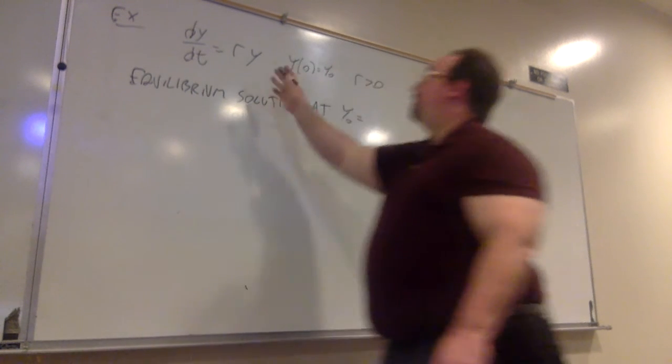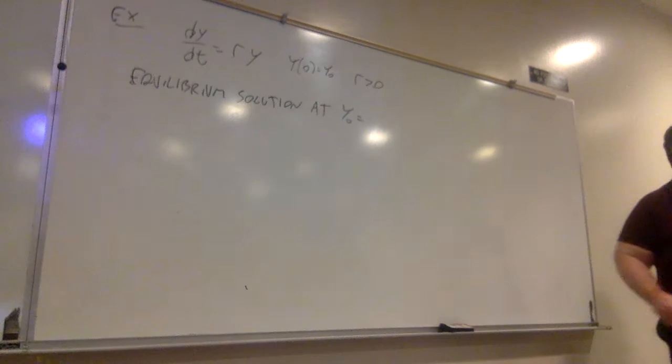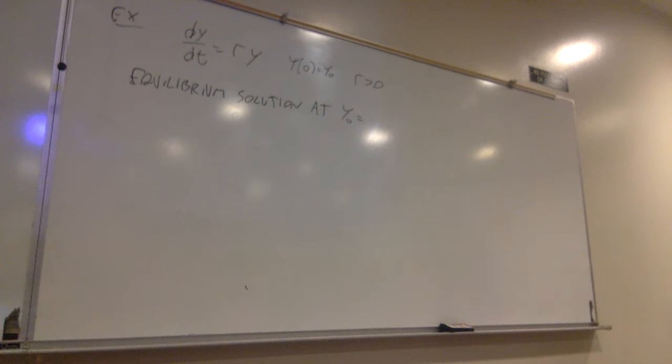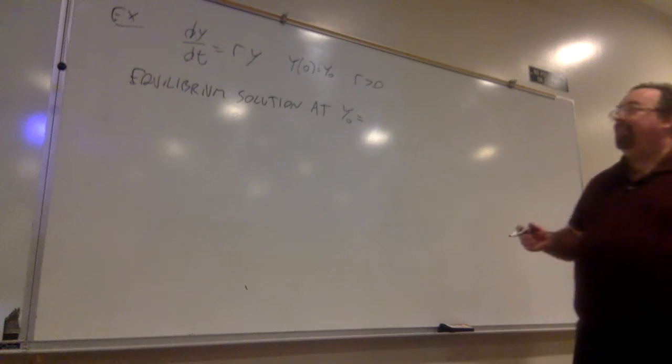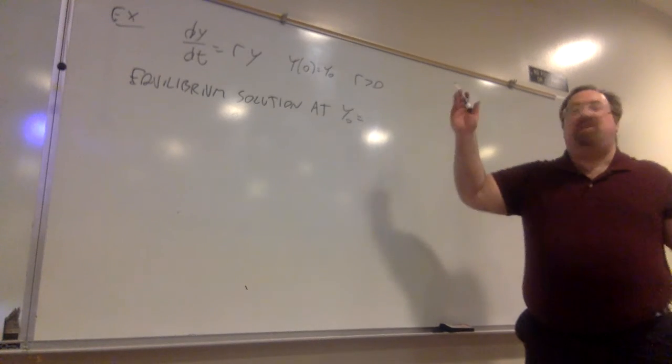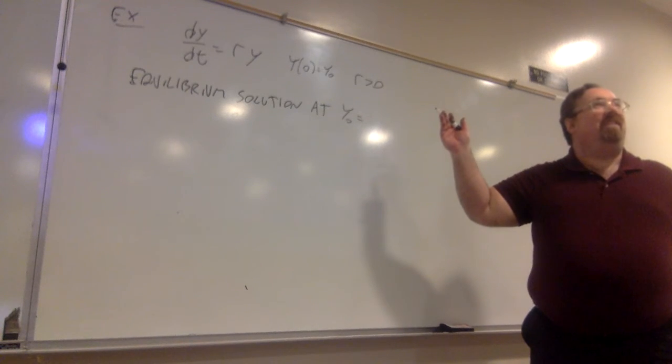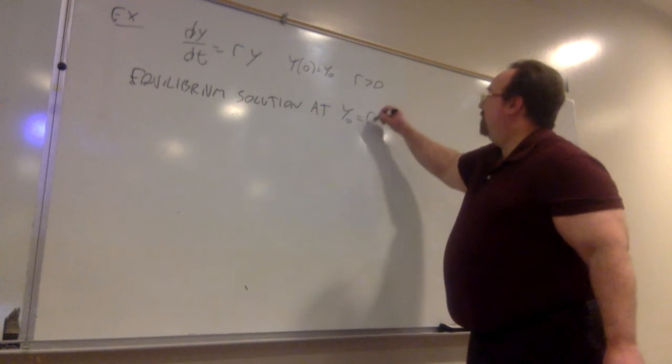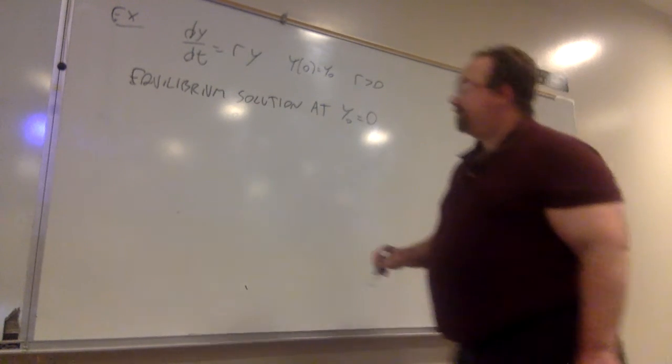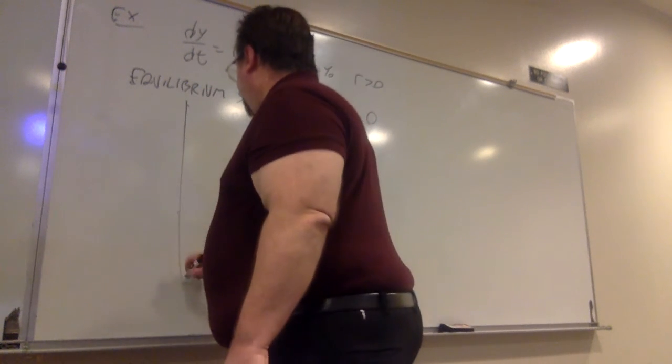So we need to look at this right-hand side, see for what values of y this equals 0, and that's the equilibrium solution. So what's the one and only equilibrium solution in this case? 0. Yeah, y naught equal to 0.